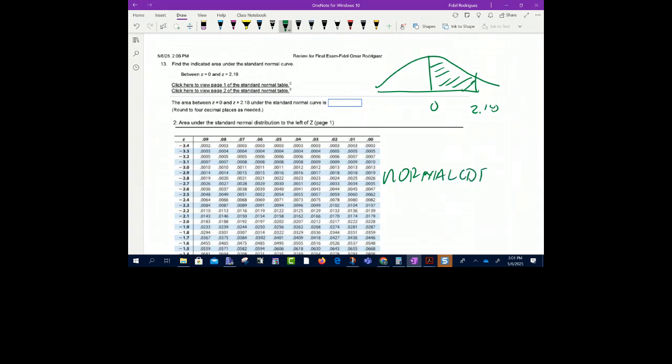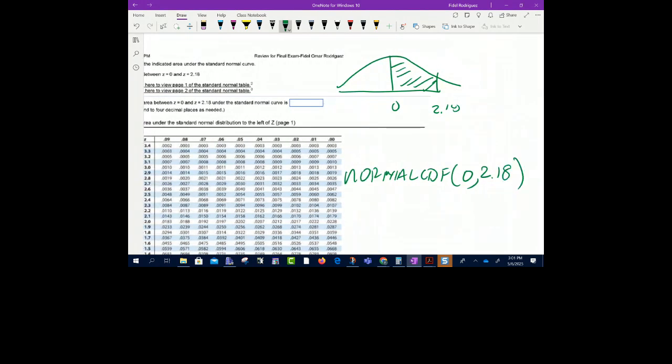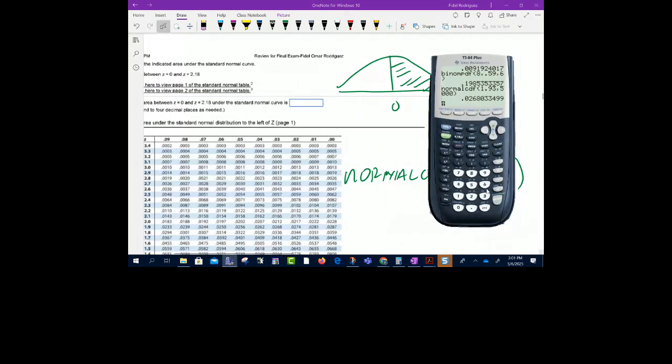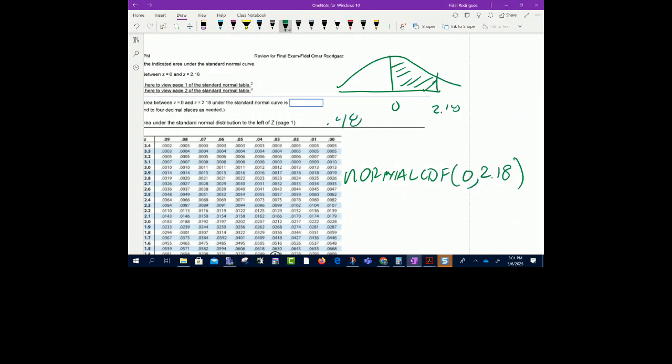So again, we're going to go normal CDF, 0, and 2.18, right? Let's do it again. Boom. Let's change this guy to a 0, comma, 2.18, and then let's just get rid of all the rest of that stuff. And drop a parenthesis at the end. And y'all, I'm coming up with something like 0.4854, I guess. Yes, sir. Boom. And there's my area.